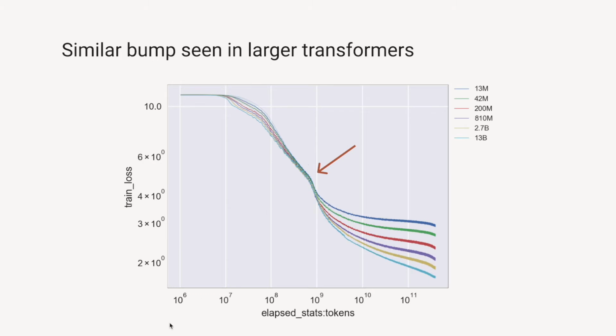Here the x-axis is tokens rather than steps, but at about the same number of tokens, there is this same bump. I won't go in this video into explaining why I think this is the same phenomenon, but in the next video on meta-learning that Chris will present, he'll provide some evidence for why this is the same phenomenon that we see in our tiny models as well.